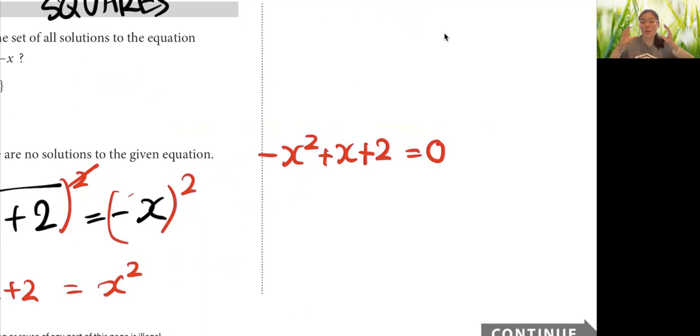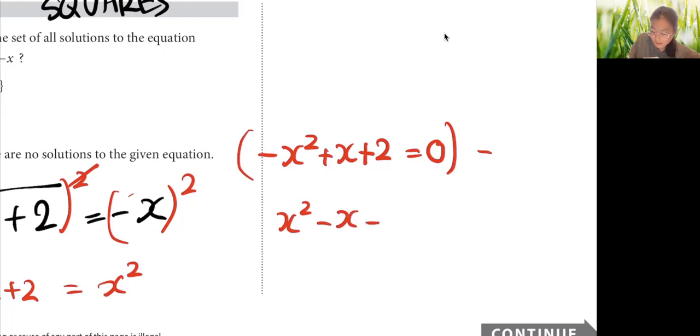So let's just multiply the whole equation. You can't just do that to the x squared. If you want to modify one part, you've got to modify it for the others as well. So multiply this whole thing by a negative, which will make the negative x squared a positive. But for the others, it's going to be a negative. Okay. So now we have x squared minus x minus 2 equals 0.